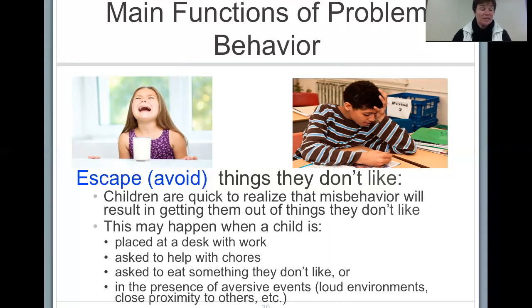Using this understanding of escape-maintained behaviors, see if you can figure out what the little girl in the next video is trying to escape.